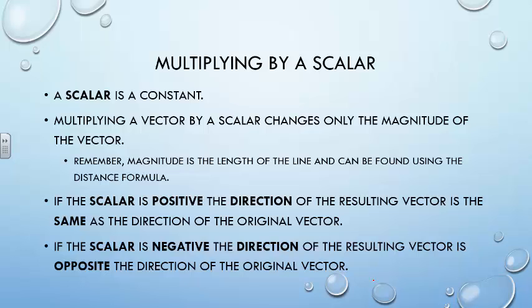Multiplying by a scalar. A scalar is a constant term. Multiplying a vector by a scalar changes only the magnitude of the vector. Remembering, magnitude is the length of the line and can be found using the distance formula. If the scalar is positive, the direction of the resulting vector is the same as the direction of the original vector. If the scalar is negative, the direction of the resulting vector is opposite the direction of the original vector.